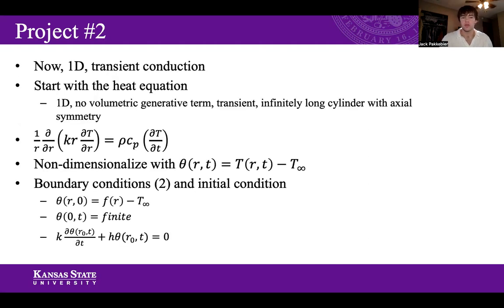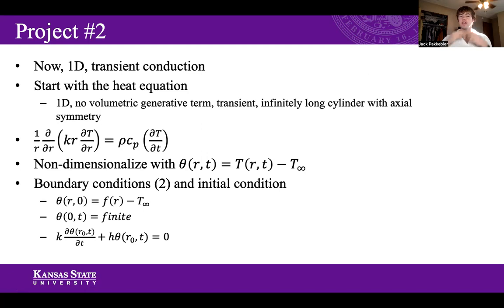For part two, we're looking at 1D transient conduction. We want to start with the heat equation and then think one-dimensional, no volumetric heat generation term. It's transient, and it's an infinitely long cylinder with axial symmetry. Just with that, we can simplify the heat equation down to this. We are in polar coordinates, and two terms are gone based off being 1D and having no volumetric heat generation term, and then the transient storage term is off to the right.